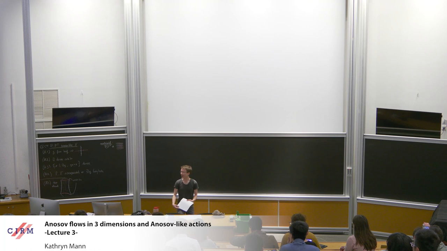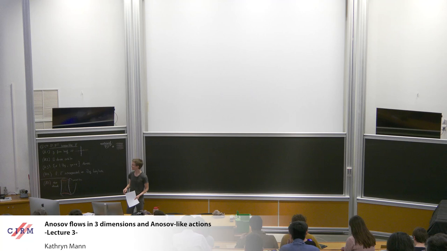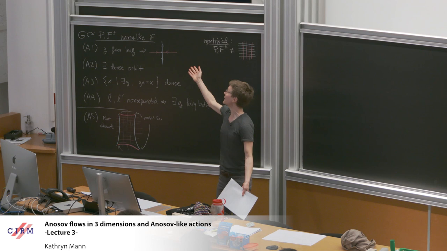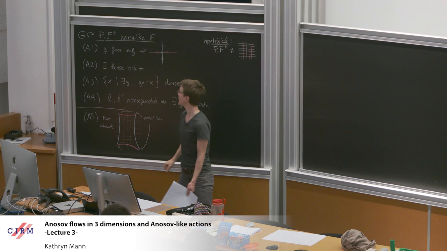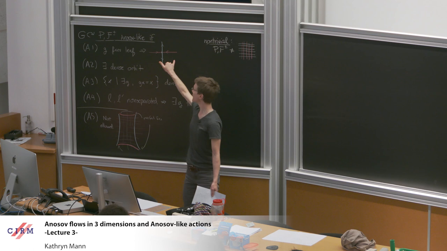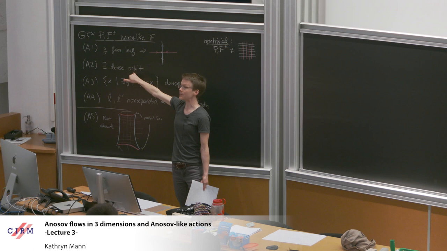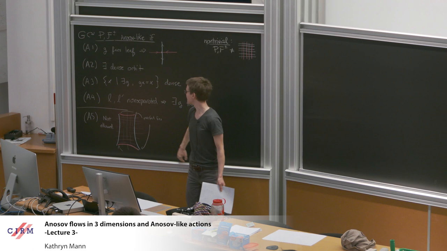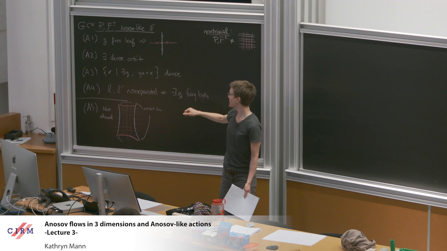where we're at. I rewrote, just to be able to talk about the philosophy, what we decided to call an Anosov-like action on a plane with two transverse foliations. It's something that satisfies these axioms, one about the local dynamics when you see a fixed leaf, a transitivity type assumption, a closing lemma-like assumption, you see a dense set of fixed points. When you have non-separated leaves, there's some element that fixes both.